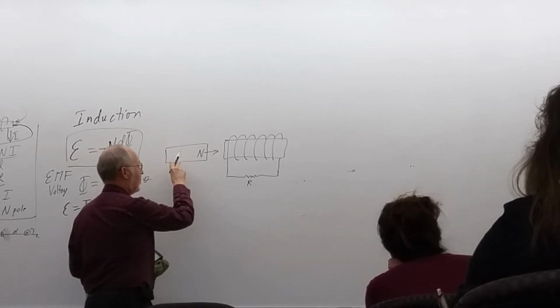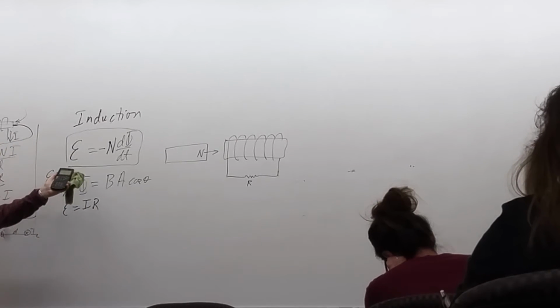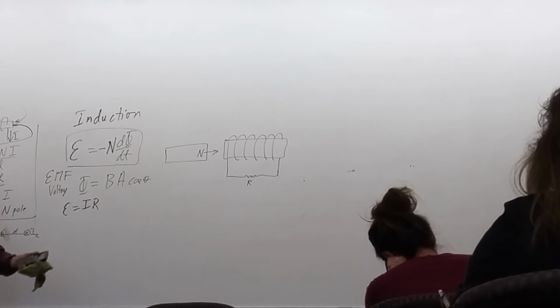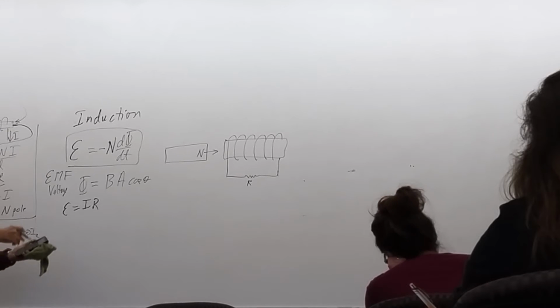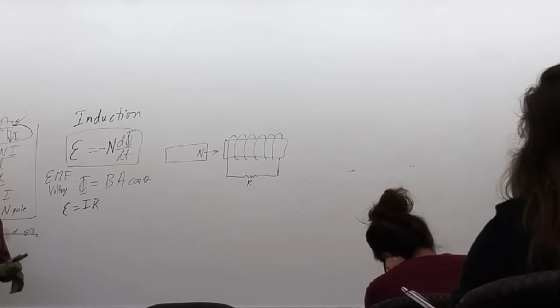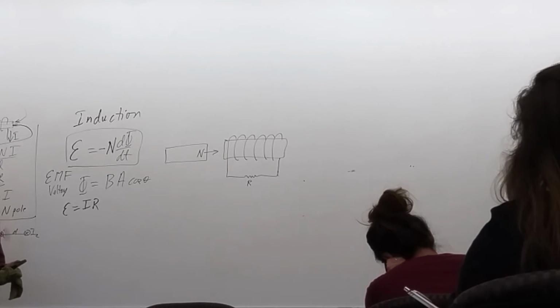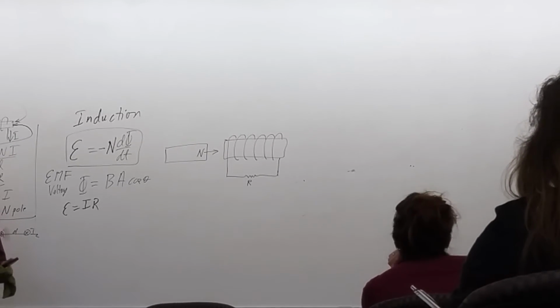Well, as the north pole comes in this way, it's going to induce this voltage in the coil, depending on how many turns I've got and how quickly I'm moving that north pole in, plus the diameter of the coil, the strength of the magnetic field, and all of that.